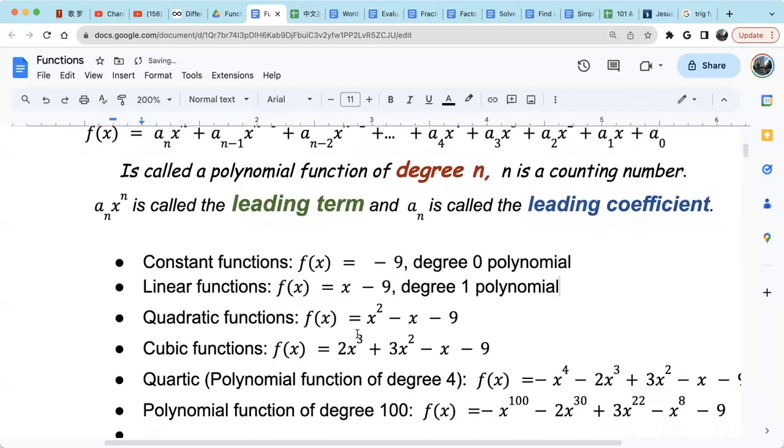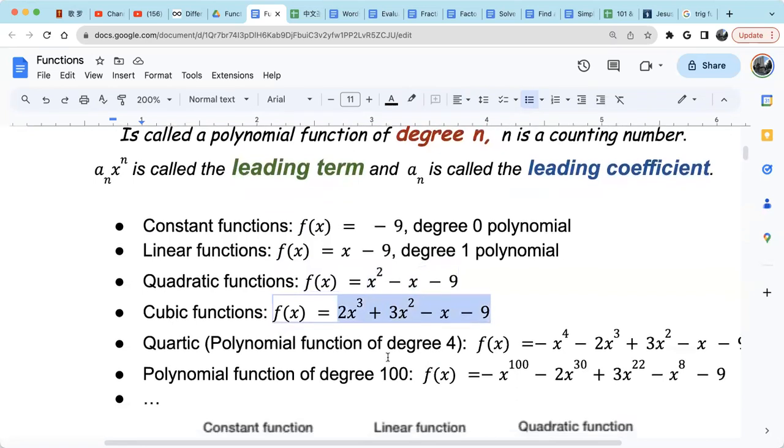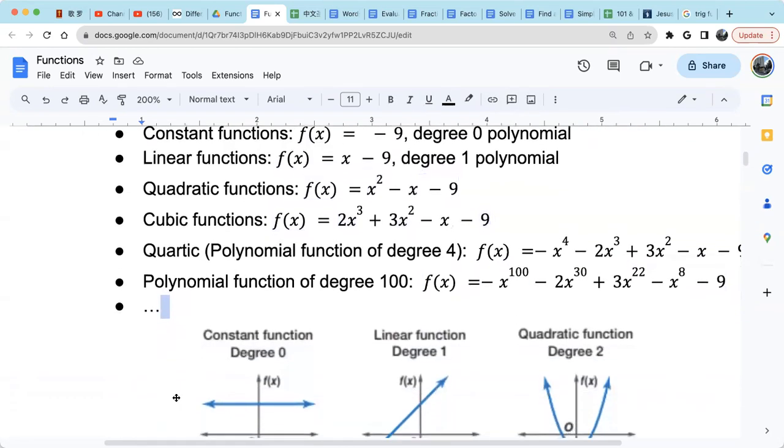So on and so forth. We see a quadratic polynomial of degree 2, a cubic polynomial of degree 3, a quartic polynomial of degree 4, a quintic polynomial of degree 5, and so on. Well, this one with the leading term negative x raised to 100. So 100 is the highest power. So this is a polynomial of degree 100. So this keeps going on.